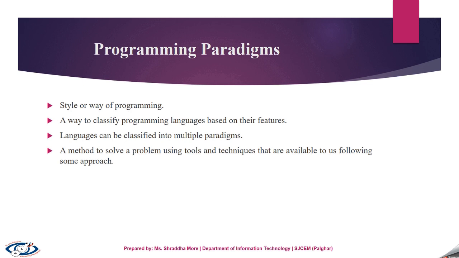Now let's come to the point, that is what is meant by programming paradigm. A programming paradigm is a style or way of programming. It is a way to classify programming languages based on their features. It is a method to solve a problem using tools and techniques that are available to us by following some approaches. So basically, it is a blueprint to do something.